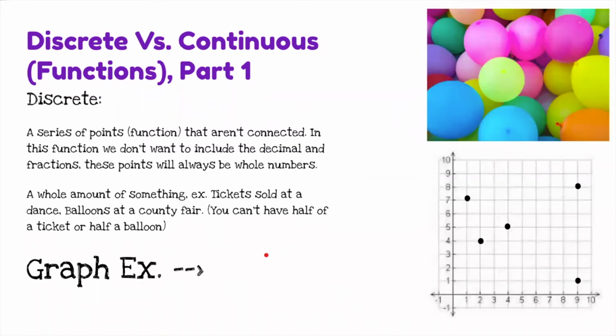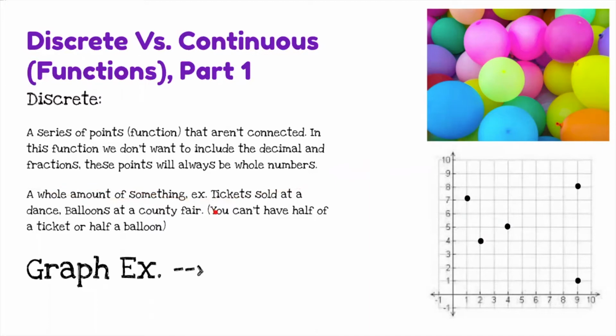Discrete versus continuous functions, Part 1. Discrete. A series of points or a function that aren't connected. Like these points here, they are not connected. In this function, we don't want to include the decimals and fractions. These points will always be whole numbers. A whole amount of something.